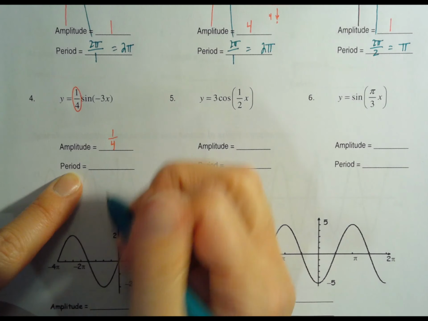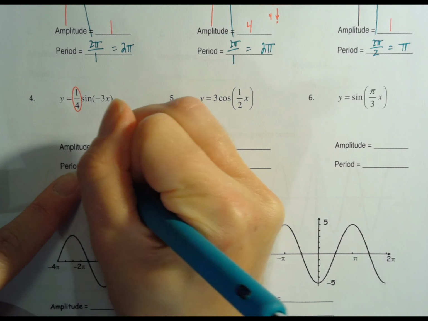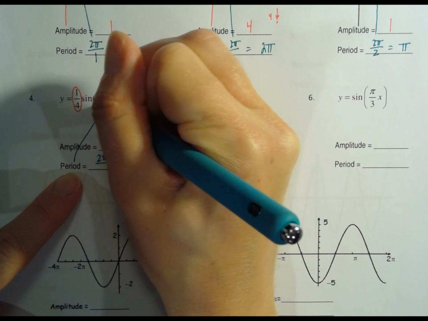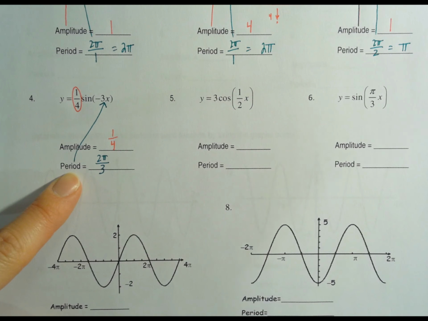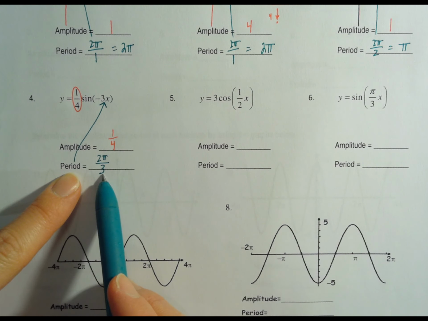And then the period, we're always starting with 2 pi and dividing it by the number that's in front of x. So in this case, the period of that graph, or however distance on the x-axis you would need to repeat, is going to repeat after 2 pi over 3.